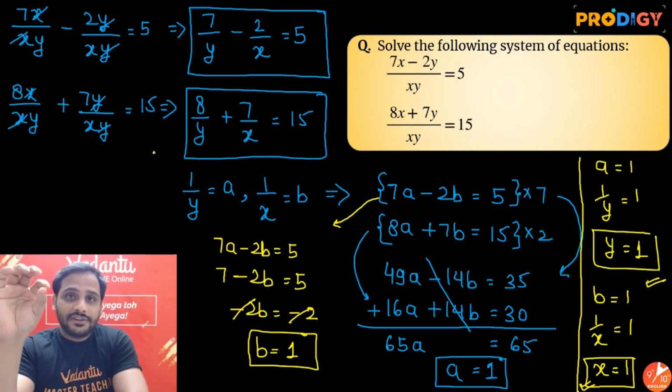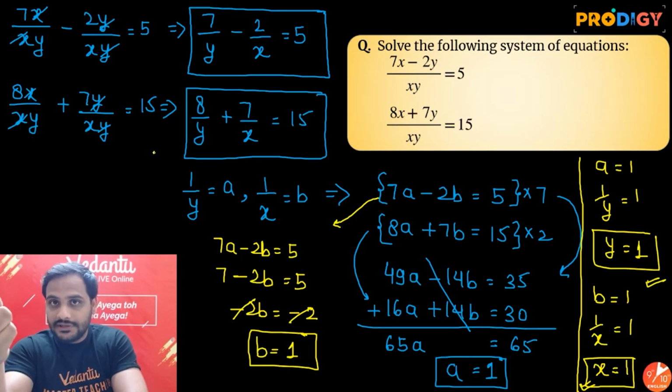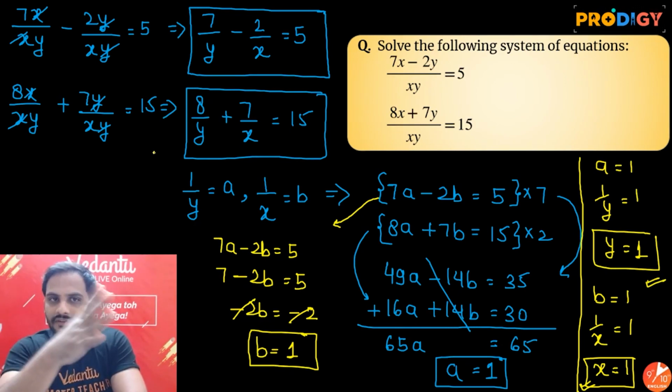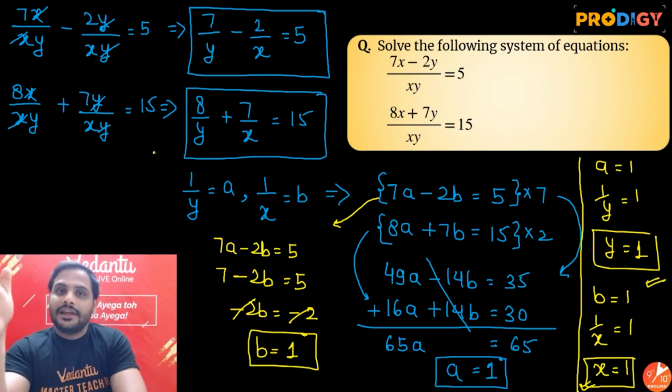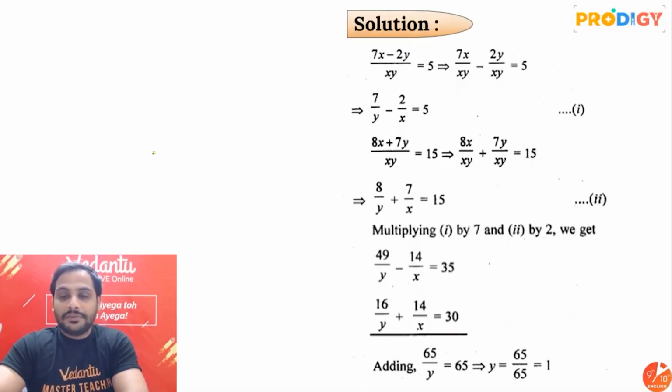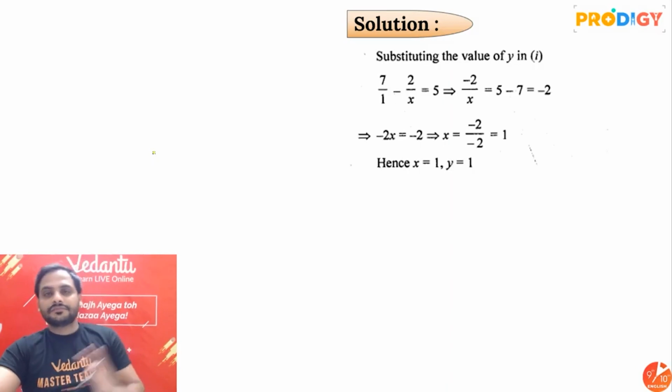So here guys, did you observe what I did? x upon xy, which was in the denominator, I split the denominator. So 7x upon xy minus 2y upon xy. When I did that, x got cancelled in the first term, y got cancelled in the second term, and I got 7 by y minus 2 by x equal to 5, which is a very familiar term. Yes or no? This is a very familiar term, right? So this is how this question will be solved. Easy question.